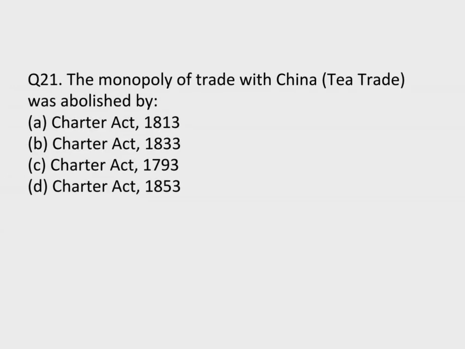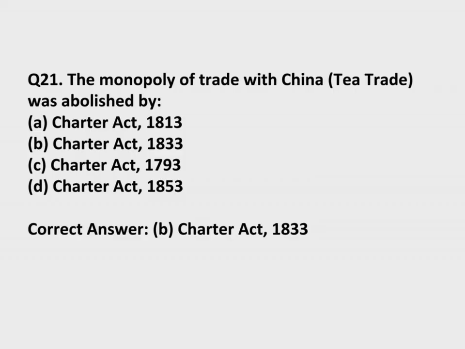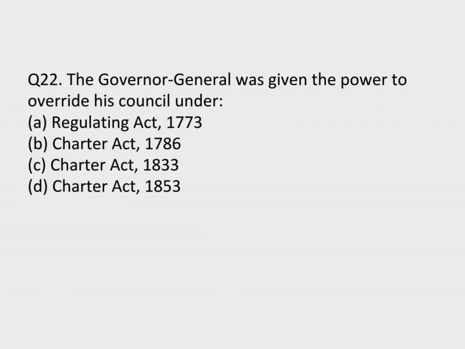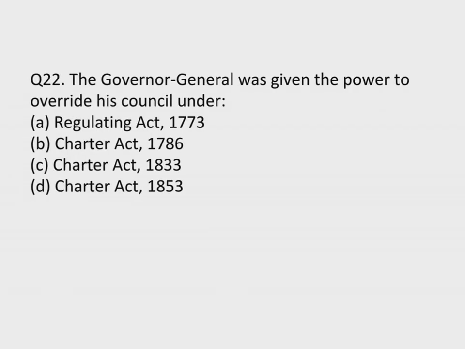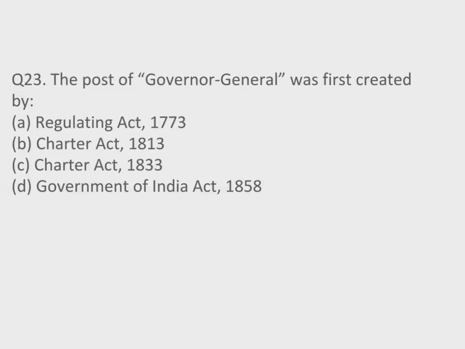21. The monopoly of trade with China, tea trade, was abolished by. Correct answer, B. Charter Act, 1833. 22. The Governor-General was given the power to override his council under. Correct answer, B. Charter Act, 1786.